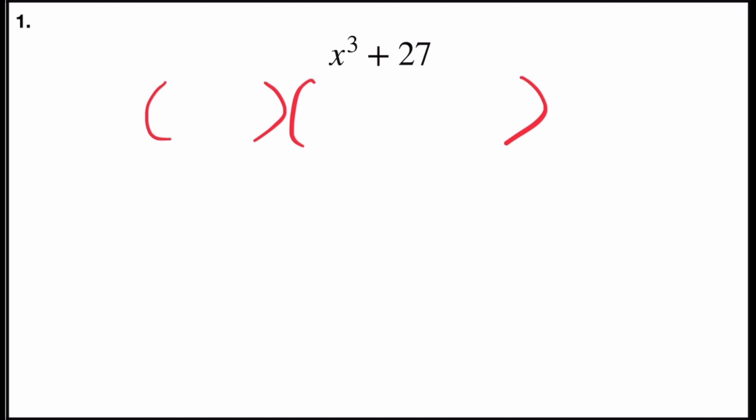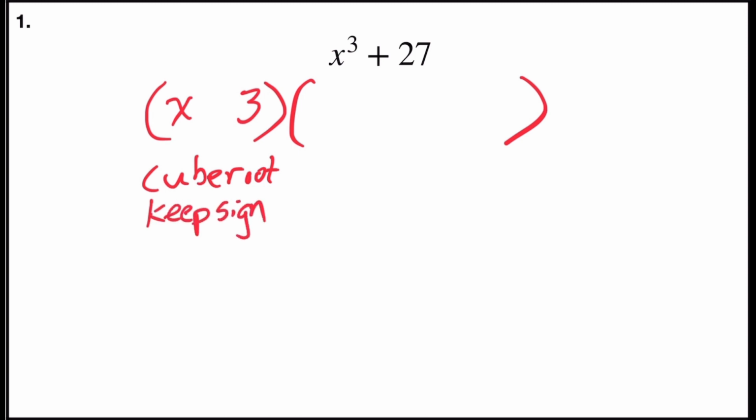And it's pretty easy to remember what to do with the binomial. You take the cube root of each of the terms in the original problem, so the cube root of x cubed is x, and the cube root of 27 is 3. And you keep the sign. So since the sign is positive in the problem, we'll keep the plus sign for the binomial.